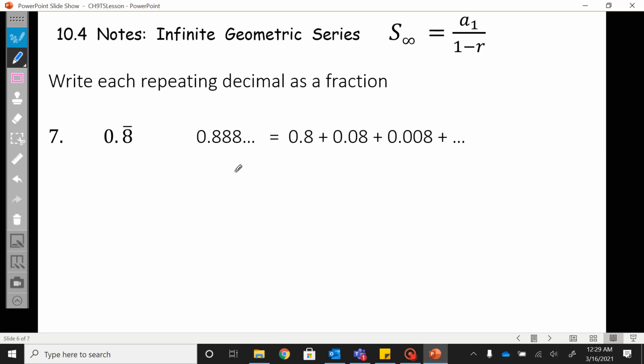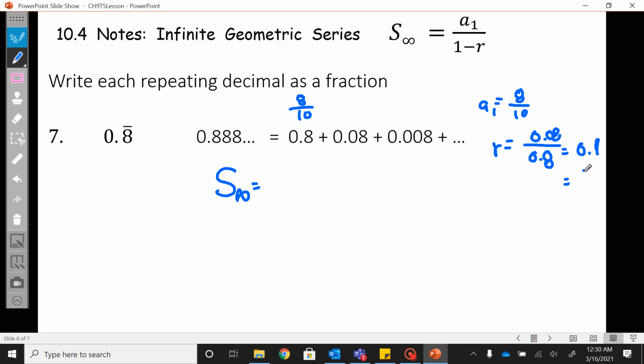Okay, so we can use the infinite series formula to rewrite this as a fraction because we have two things here. We have our first term, which is 8 over 10, 0.8, that's 8 over 10. So our first term, 8 over 10. And we have our ratio, which is 1 over 10, okay? It's multiplying by 1 over 10 each time, because this is 8 over 100. But we could easily see what the ratio is by doing 0.08, the second term, divided by the first term, 0.8. And if you do that, 0.08 divided by 0.8 is 0.1, which is 1 over 10. Okay, so the ratio here is 1 over 10.